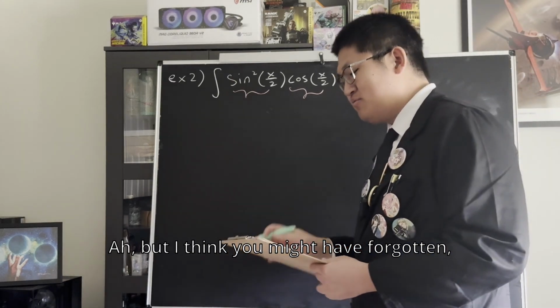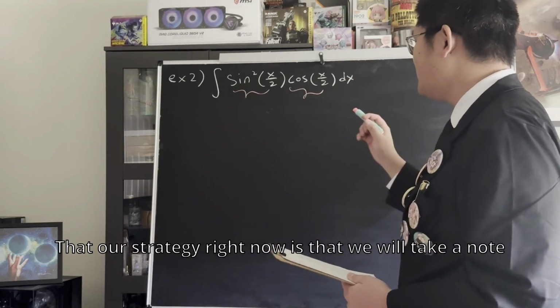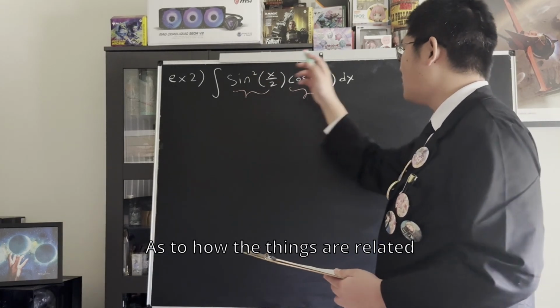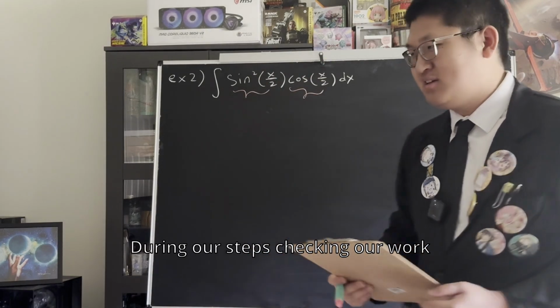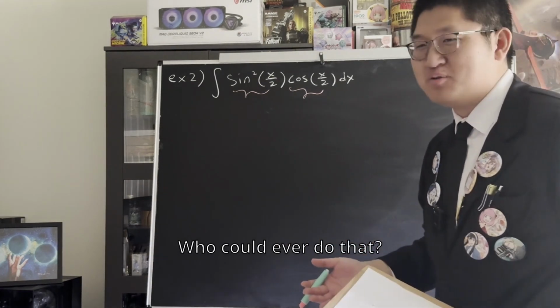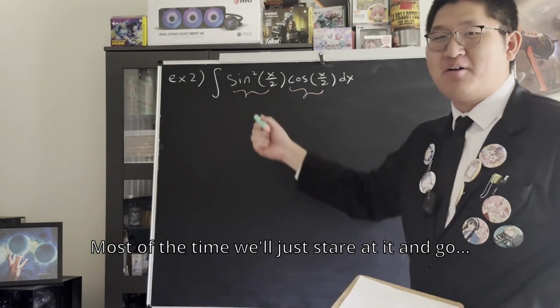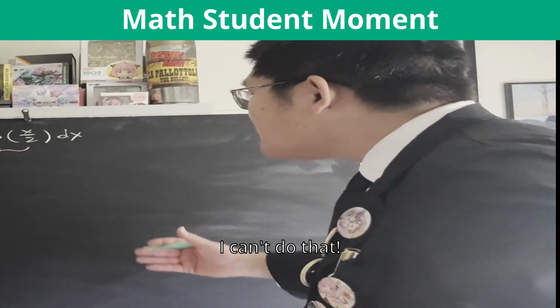But I think you might have forgotten that our strategy right now is that we will take a note as to how the things are related during our steps checking our work. Imagine that, thinking one step ahead of the problem. Who could ever do that? Most of the time we'll just stare at it and just go, "Excuse me, I can't do that."